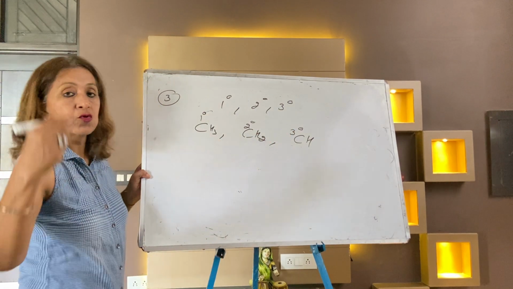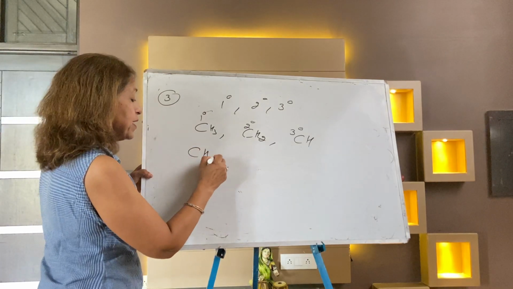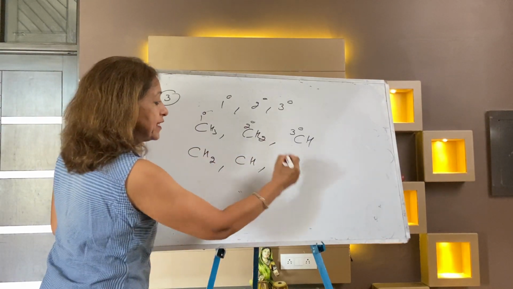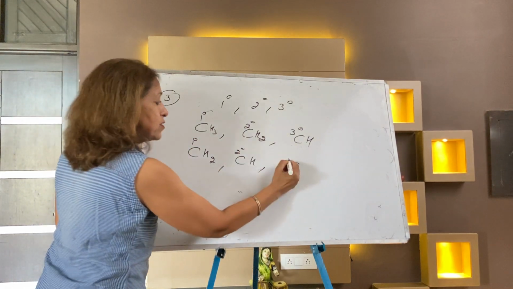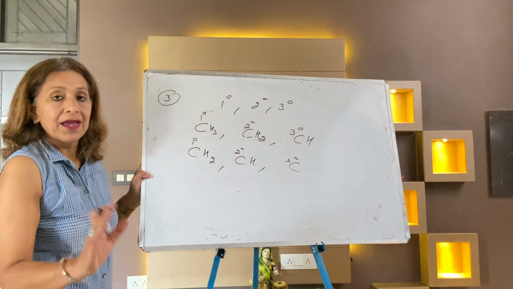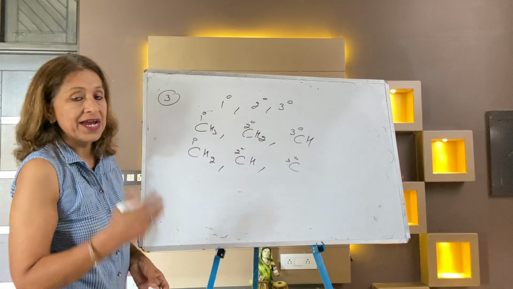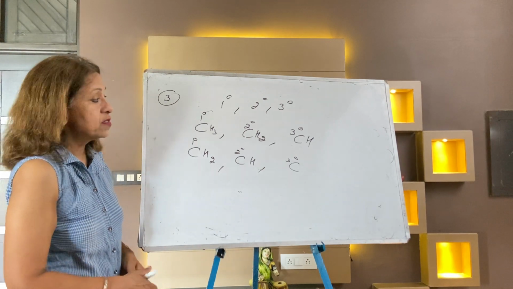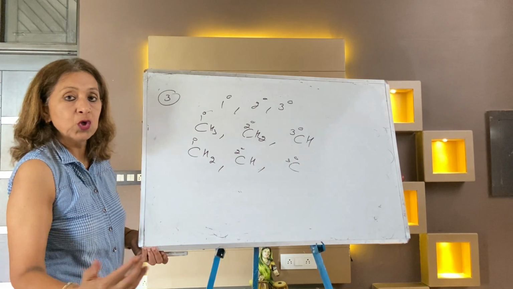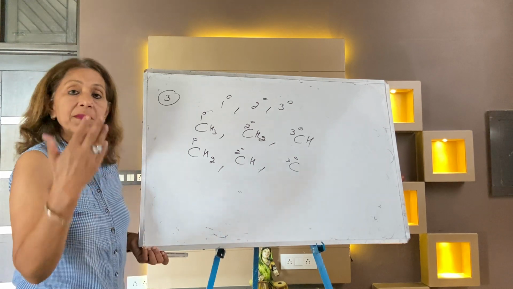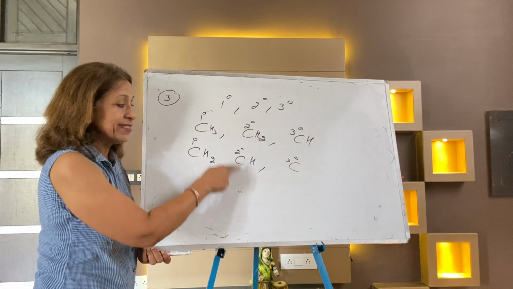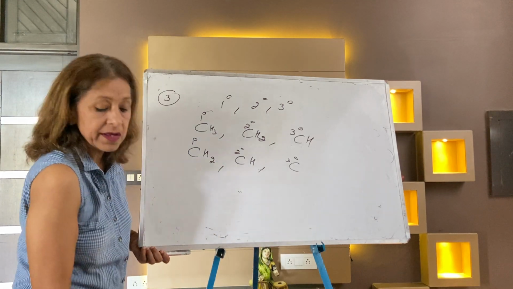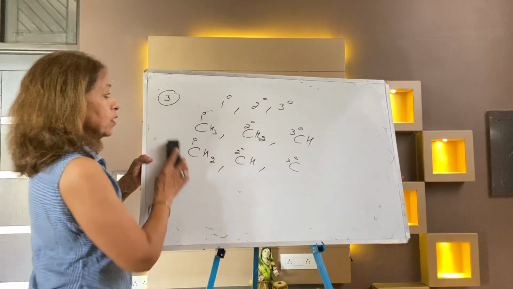But when it is linked to some functional group, then primary is CH2, secondary is CH, and tertiary is just C. No doubt, in alkane only, primary is CH3, secondary is CH2, tertiary is CH. But when a double bond, triple bond, or some other functional group comes, then primary is CH2, secondary is CH, and tertiary is C. So I'm taking the third MCQ.